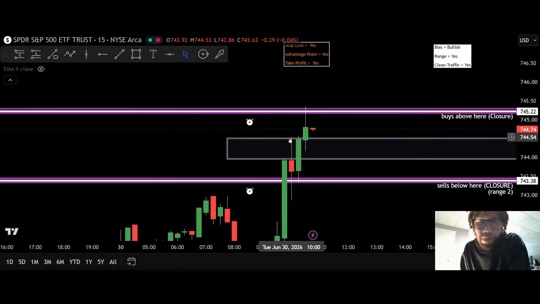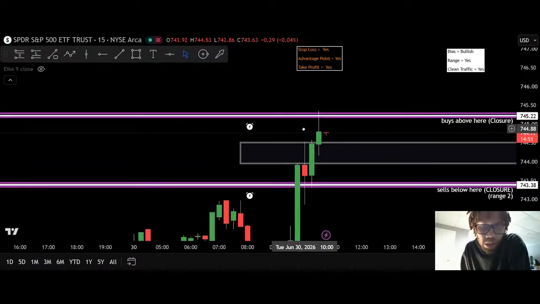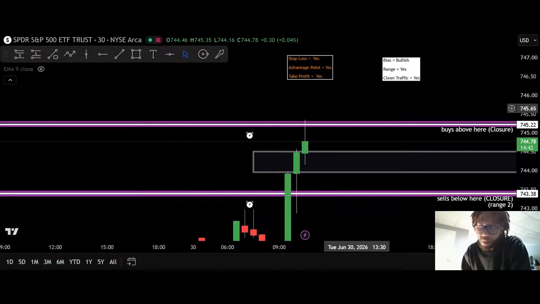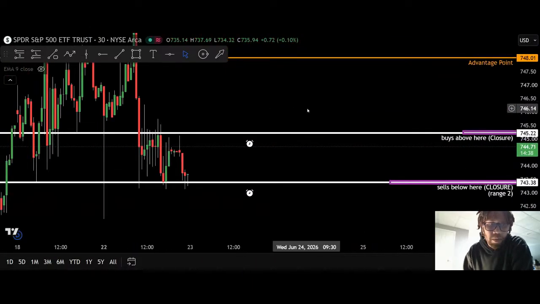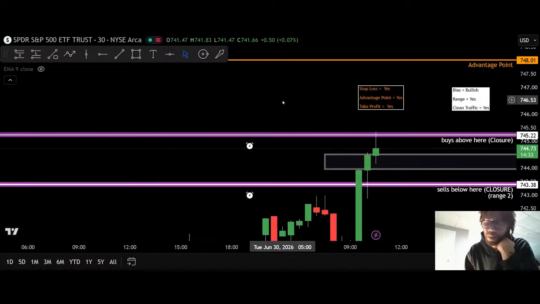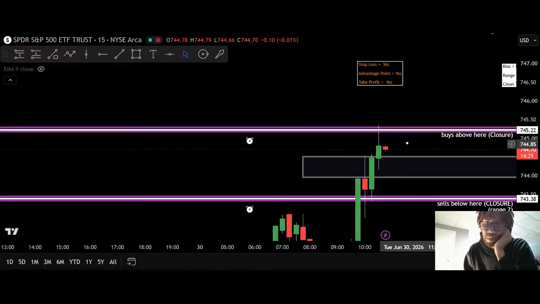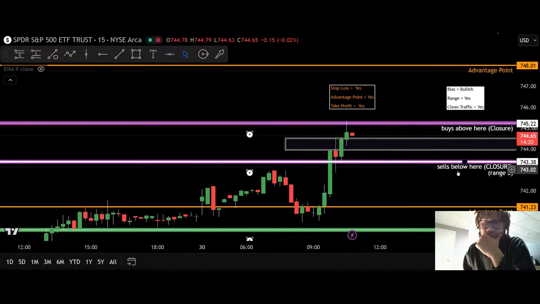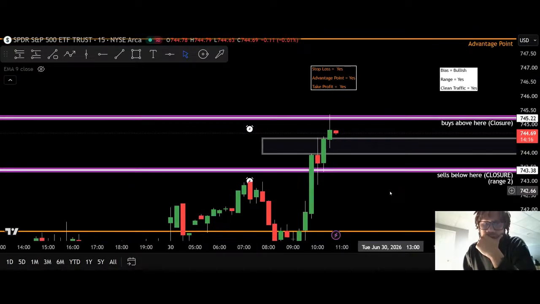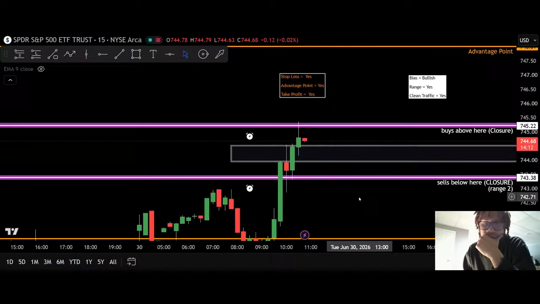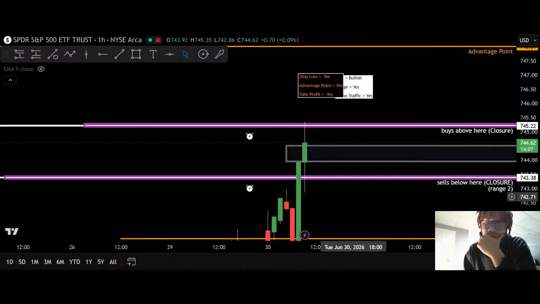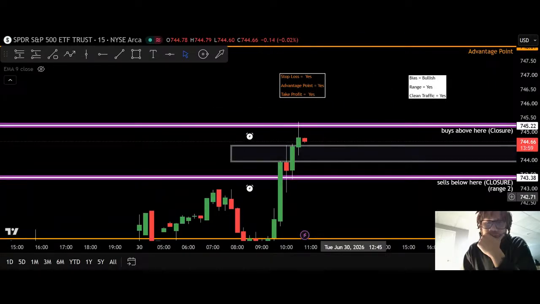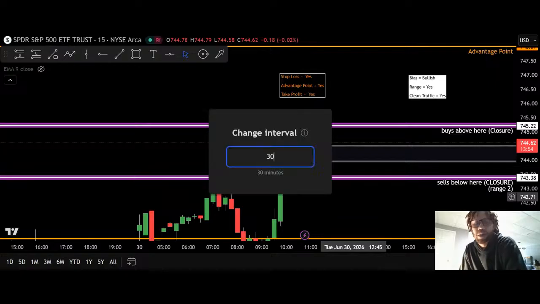Yeah, we got a bullish closure above. You see here, look at this bearish candle here on the 15-minute. 30 minutes still open. Just gotta wait for candles to close. It's very simple.